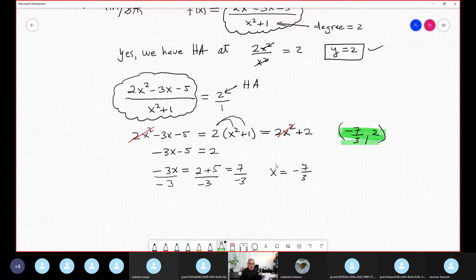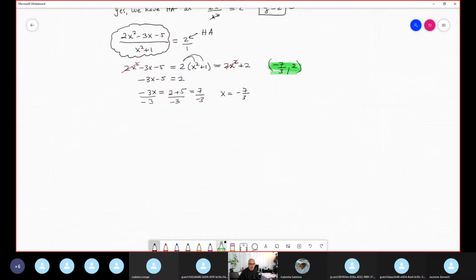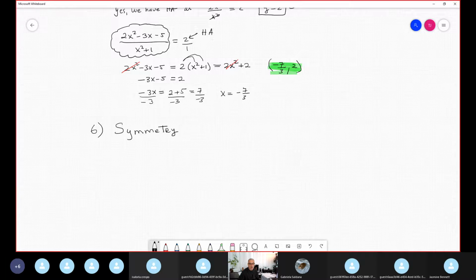Okay, what is step number 6? What is the number 6 step? Symmetry, right? Symmetry. I copy again our original function. F of x is equal to x squared minus 3x minus 5 over x squared plus 1.